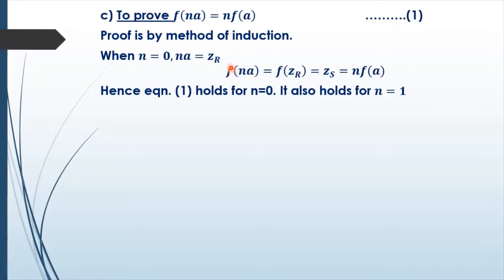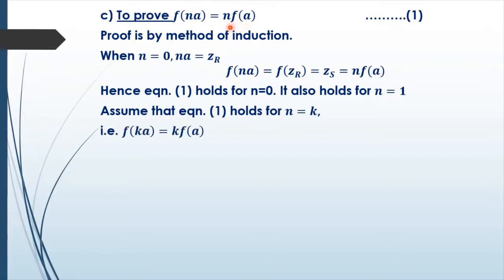While proving using the mathematical induction method, we prove the basis step and then the inductive step. For the inductive step, we have to assume that the statement is true for n equal to k, and prove that it holds for n equal to k plus 1. So now we assume that equation 1 holds for n equal to k. That is, f of ka is equal to k into f of a.